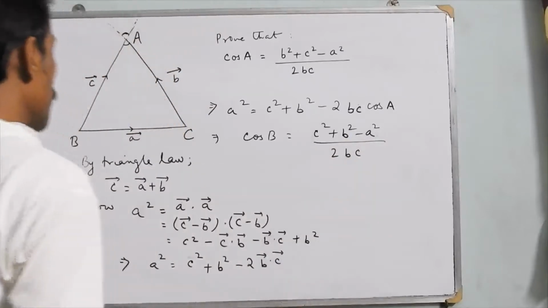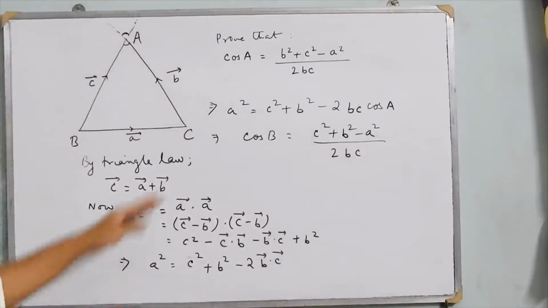So as I have already told, if you take c dot c, you can prove cos C is equal to (a square plus b square minus c square) by twice ab. So there are a variety of problems in geometry and trigonometry that you can prove using vector algebra.